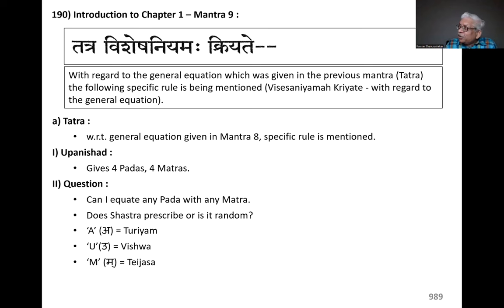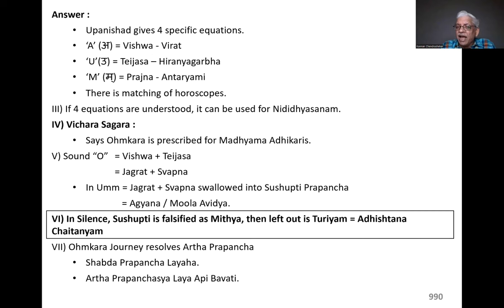See, Shankaracharya is so brilliant. He goes into very, very big details about analysis of the Upanishad. Upanishad has said there are four specific equations. A matra goes for the waker, U matra goes for the dreamer, Ma matra goes for the prajna. And this is the way we have to study, is Shankaracharya's conviction. It has to be used correctly.